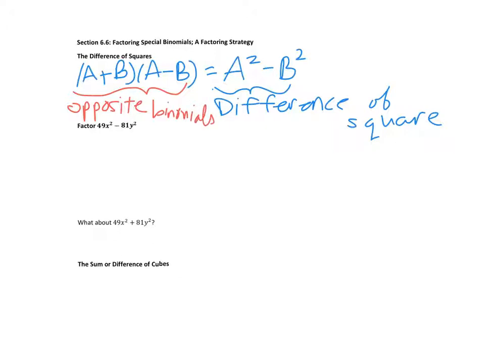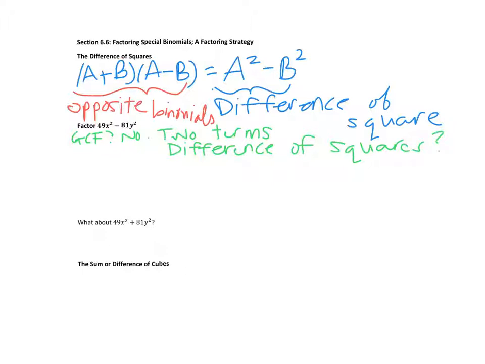Okay, so let's look at 49x squared minus 81y squared. And let's go through our steps. Step one, do we have a greatest common factor? No. And we count the terms, and there are two terms. For two terms, we see if it's a difference of squares. So if it's two terms, we ask ourselves, is it a difference of squares? And it is.